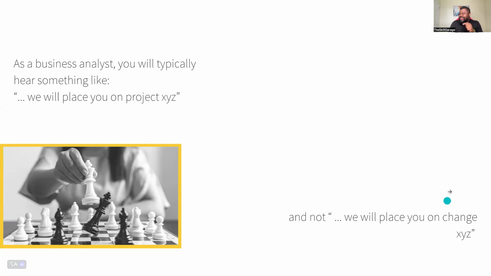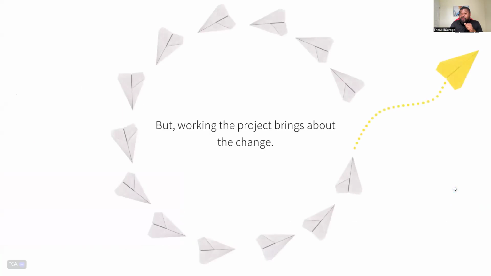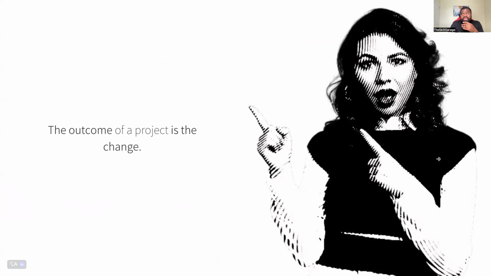Are you getting me? All right. Now, when you work on a project, the outcome of the project is actually the change. Are you getting me? All right, cool. Let's keep going. And what is a project? A project is a series of activities that you complete within a given period of time to achieve a given set of outcomes. We're going to be talking about that very soon. And the outcome of the project is actually the change.